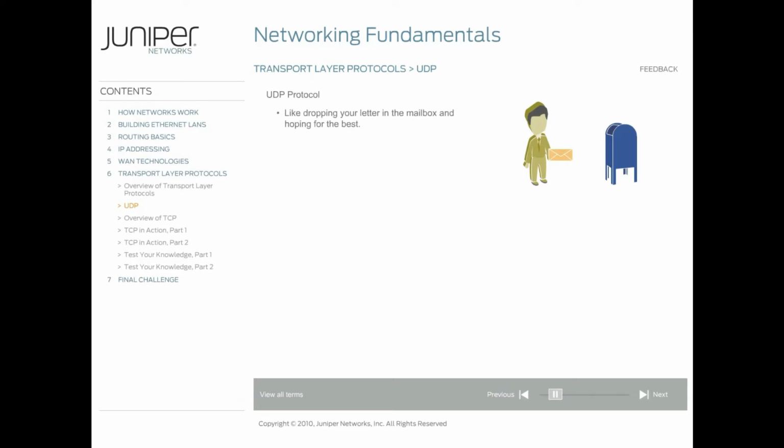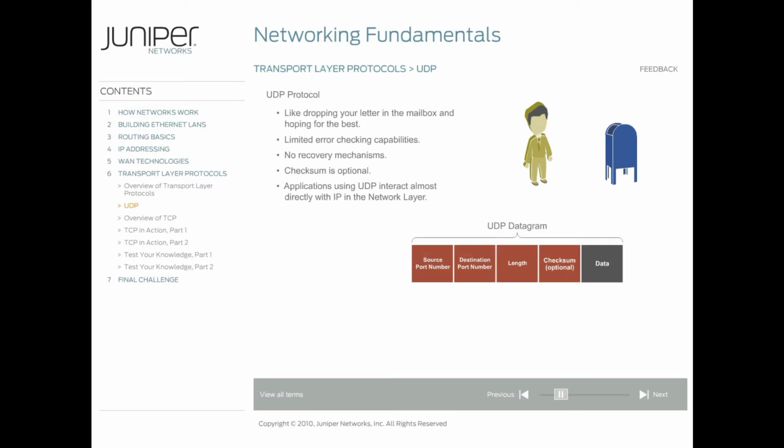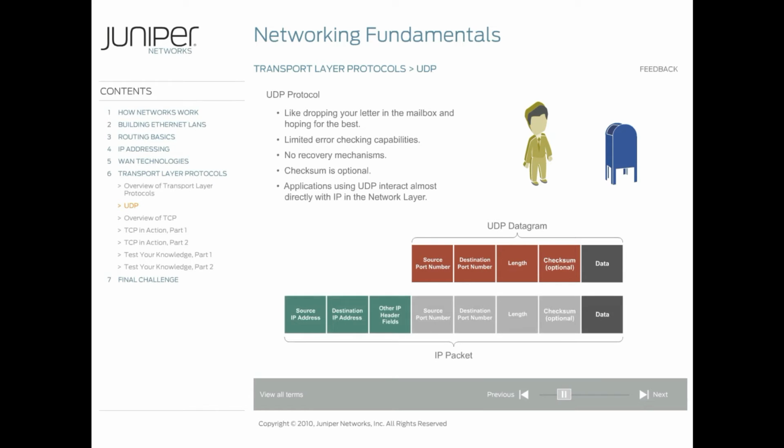You might remember from Section 1 that UDP is like dropping your letter in the mailbox and hoping for the best. Because the header only contains a simple checksum, UDP provides limited error checking capabilities and no recovery mechanisms. Even the checksum is optional. So in effect, aside from the multiplexing capabilities, applications using UDP interact almost directly with IP in the network layer. Because the UDP header is only 4 fields, the header and data together are often referred to as a datagram rather than a segment, hence the term datagram in user datagram protocol. After the network layer receives the datagram, it then adds an IP header to create a packet.